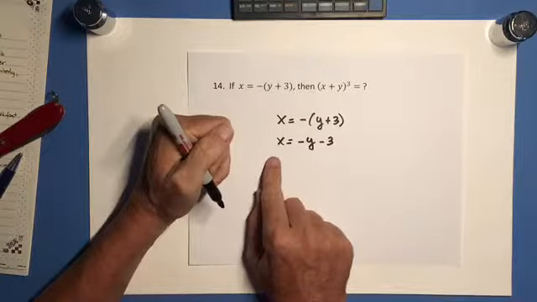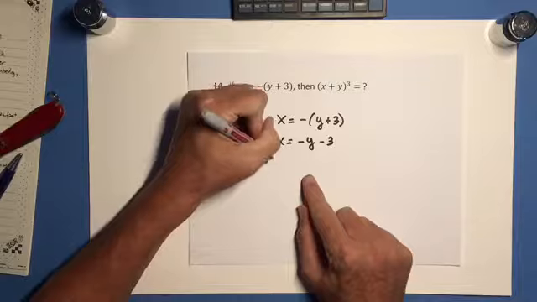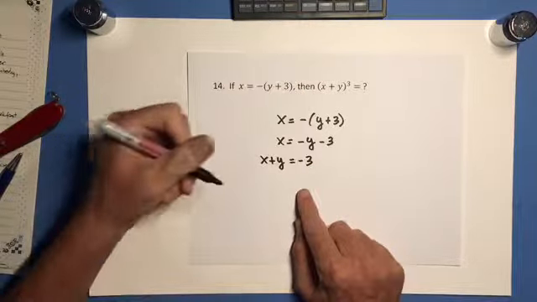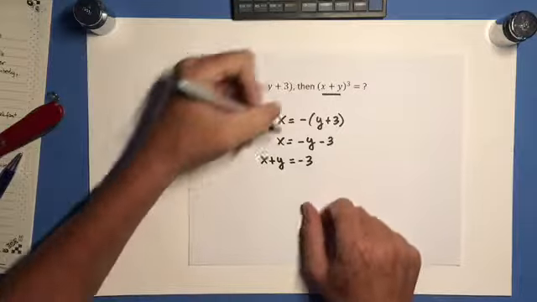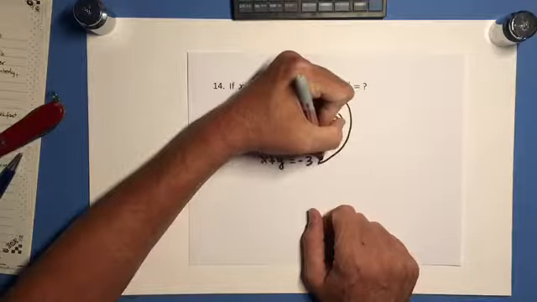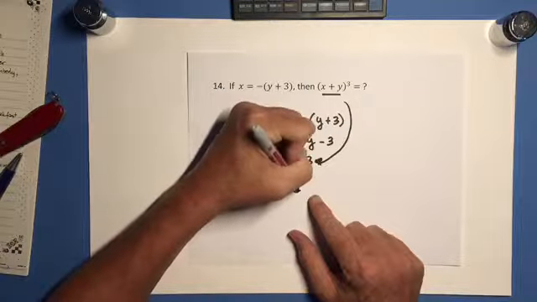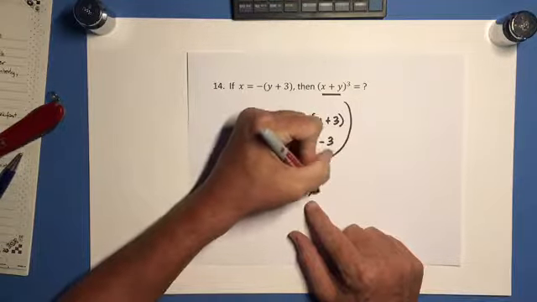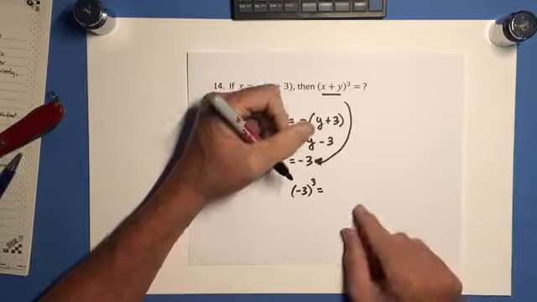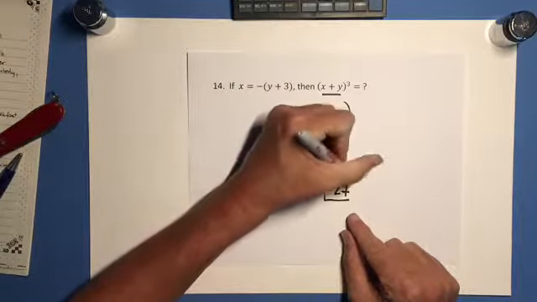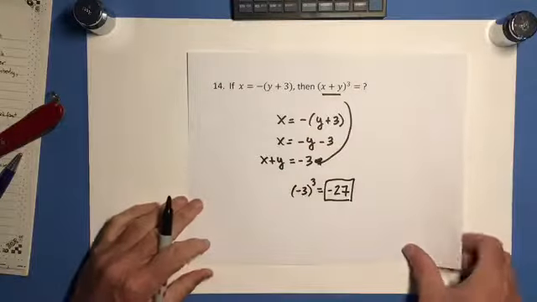Now I'll bring the negative y over here, so I change its sign. So now I have x plus y equals negative 3. So lo and behold, I now know that x plus y equals negative 3. So now it's just a matter of saying negative 3 cubed, which is minus 3 times minus 3 times minus 3, which is negative 27. Done.